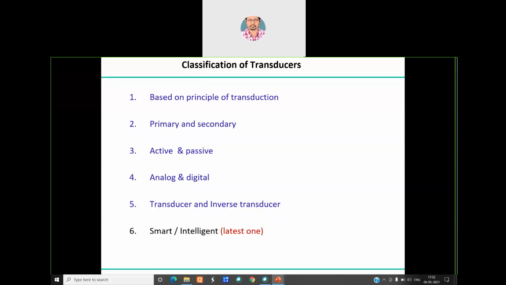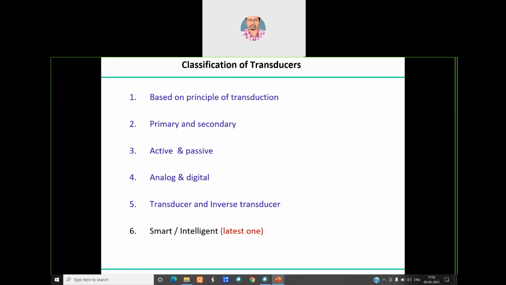Analog and digital. By default, the output is always analog, but if this analog output is converted into digital form and you are getting the response in digital, as you even see in a digital multimeter, where some ADC conversion device is already mounted, and finally the output you get is in digital form, then that is called a digital transducer.